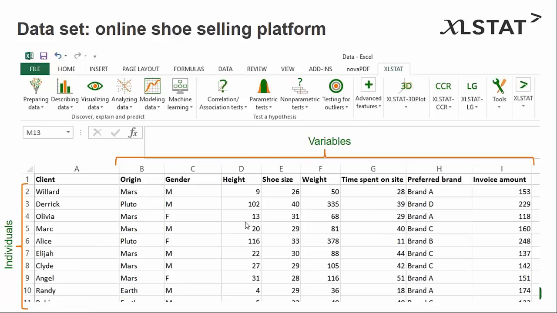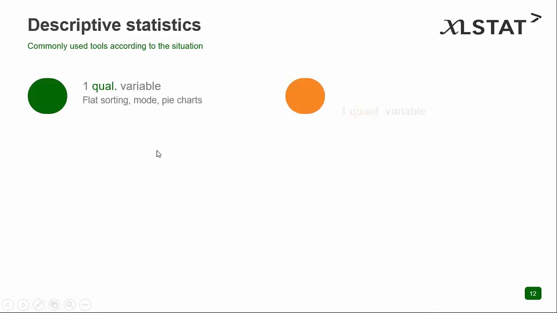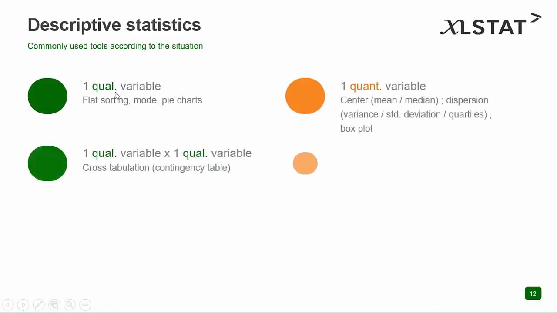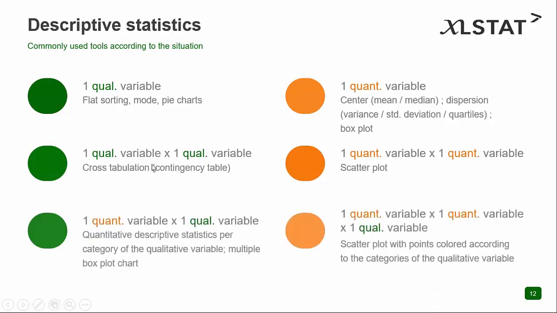I'm going to show you a small reminder of what we used to describe single variables and pairs of variables last week. So those commonly used tools were illustrated last week. So for one qualitative variable, we use flat sorting, mode, pie charts, or bar charts. For the link between two qualitative variables, we used cross-tabulation or contingency tables. For the link between two quantitative variables, we used the scatter plot. And we investigated one particular case, which is this one. The link between three variables, two quantitative and one qualitative.